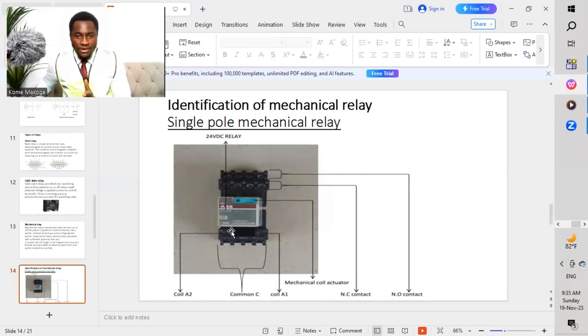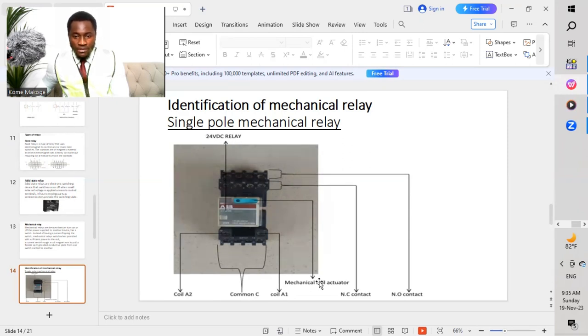To examine or identify a relay, we need to understand how many volts should be supplied to the coil of that relay. It's very important in order to carry out the switching. In this case, we have a 24 volt DC relay. If we look at the top of the relay, we will see the amount of voltage that should be supplied to the coil of this relay. So this is the coil. The coil is A1 and A2. So we will feed these two terminals with 24 volt DC.